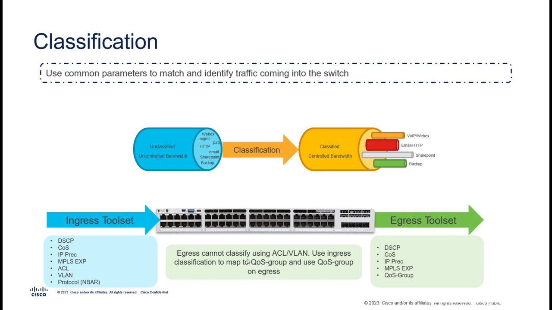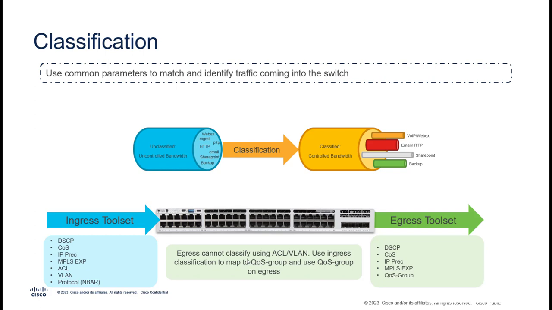So we have VoIP and WebEx going into a different queue. We have email and HTTP going into a separate queue. And we have backup going into a separate queue. So the first step, before we apply different actions depending upon the queue that the packet goes to, is classification, which helps us to identify the traffic that's coming in.